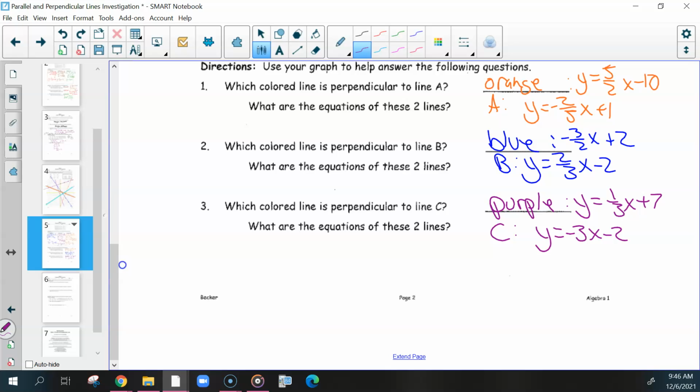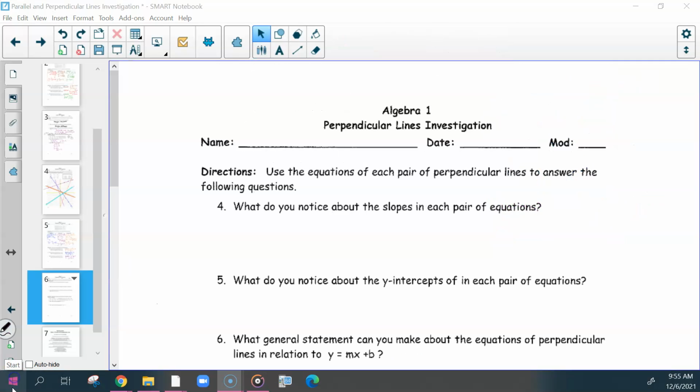You're going to do the same thing. Answer the questions on the next page. Ask me if you get stuck. Use each other at your table. Compare your answers. And then the very last thing we'll do is go over that before we end class today. About the slopes.